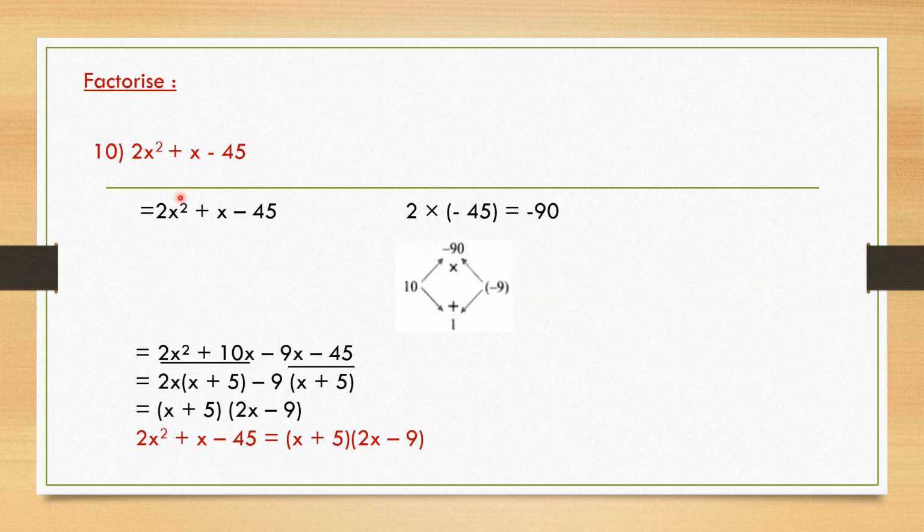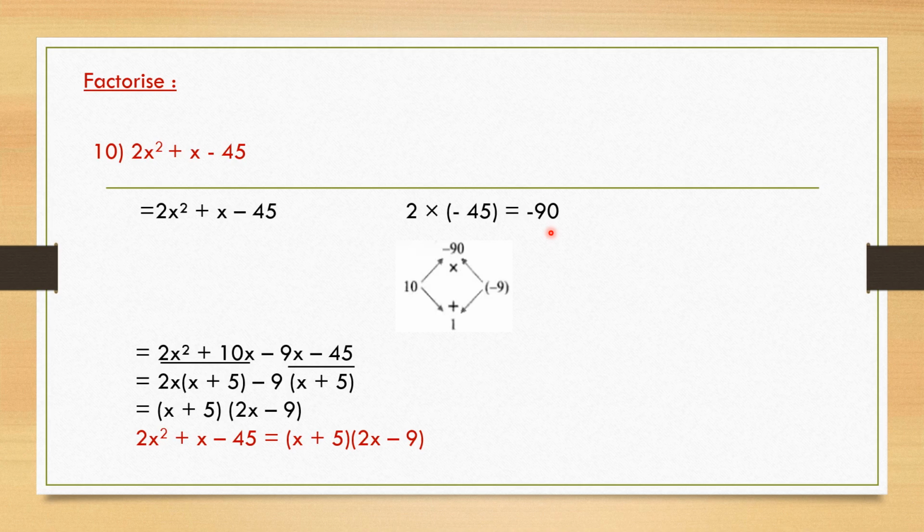10th sum, this is a similar type of sum. Here we have 2x squared plus x minus 45. So you see the square term here, it has a coefficient 2. So first what we do is we'll multiply the first term and the last term. So last term is minus 45. So multiply 2 into minus 45, you get minus 90.